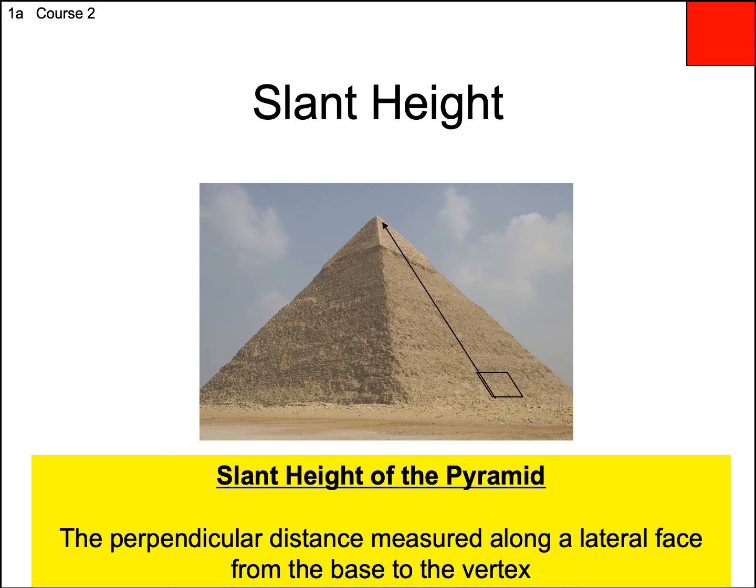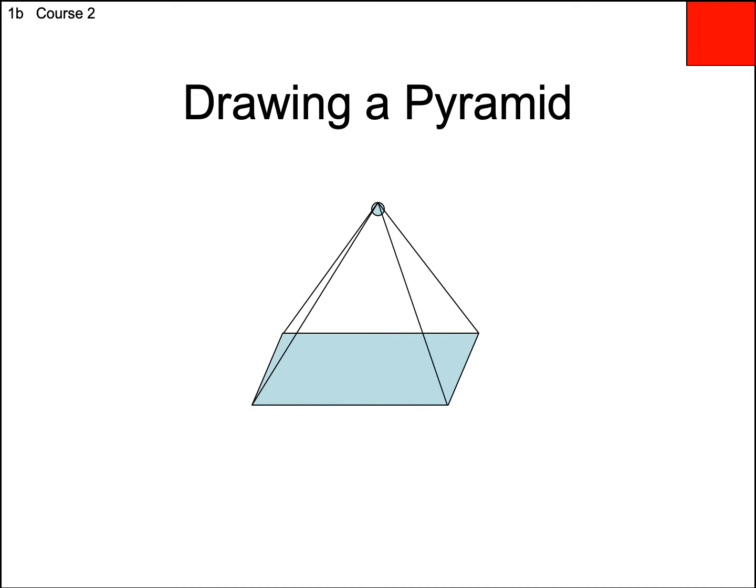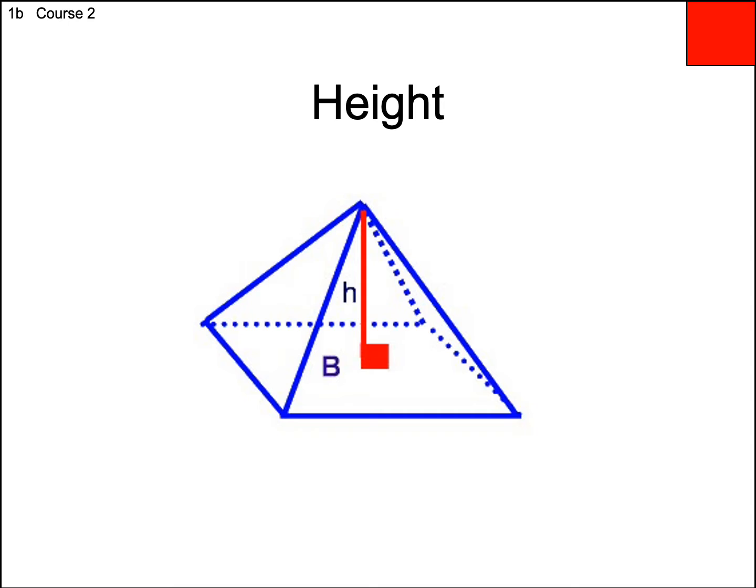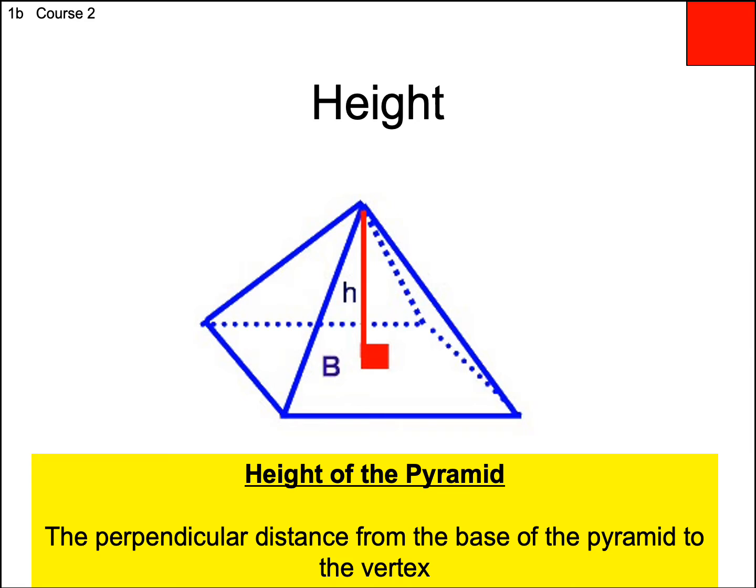Kind of makes sense. Now, think about this. If I were to draw a pyramid, and we just drew one, and I were to measure the distance from the center of that rectangle, the base of the pyramid, to the vertex, we call that the height, right? We've already written that one down. The height of the pyramid is the perpendicular distance from the base of the pyramid to the vertex.